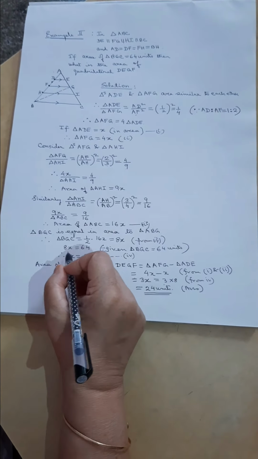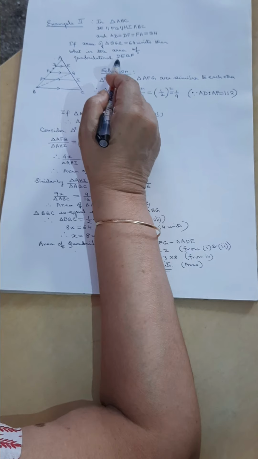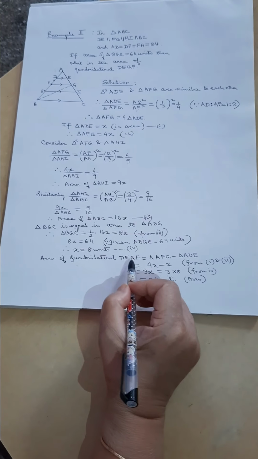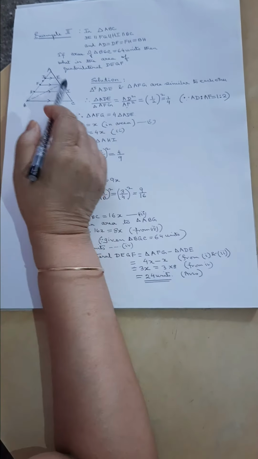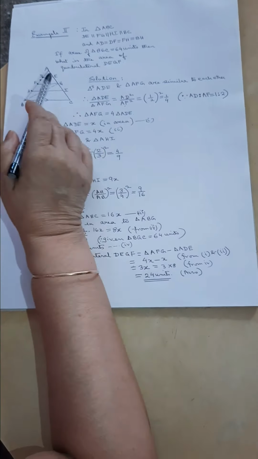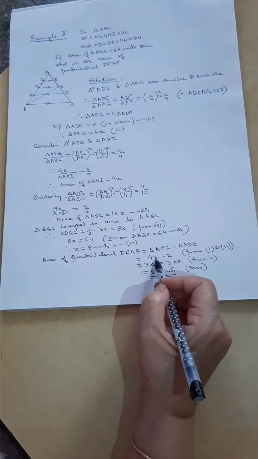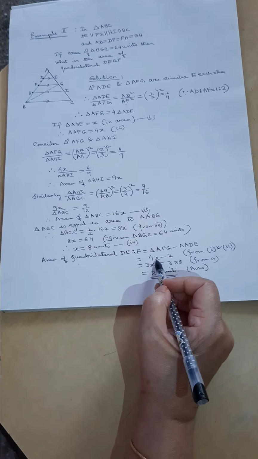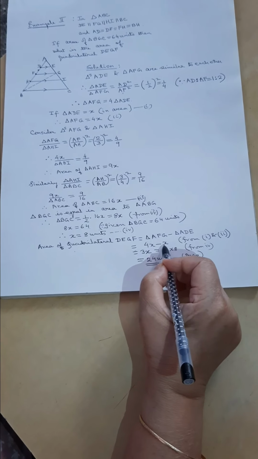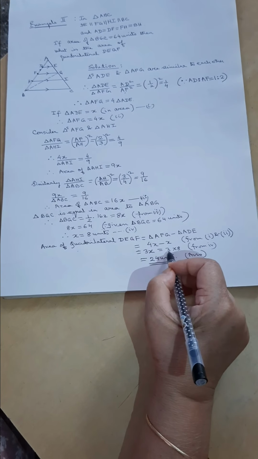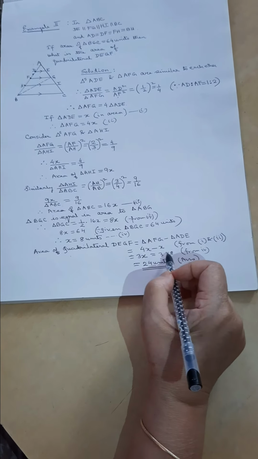Area of quadrilateral DEGF, we are supposed to find out. Area of DEGF is equal to triangle AFG minus triangle ADE. AFG is equal to 4x. 4x minus ADE, which is x, is equal to 3x. But we have got x is equal to 8. So 3 into 8, 24 units.